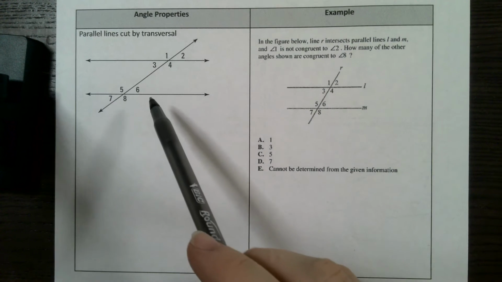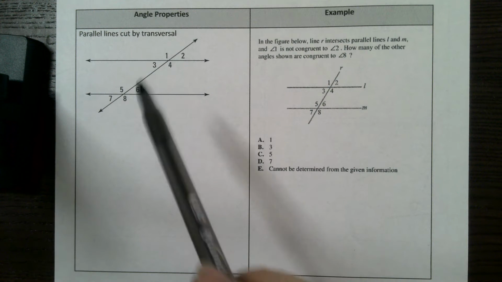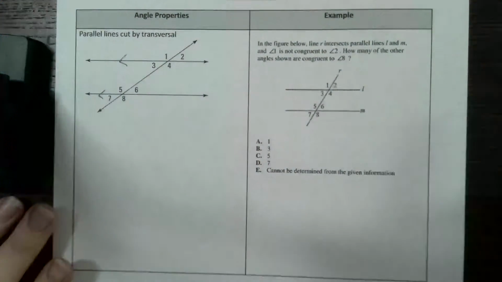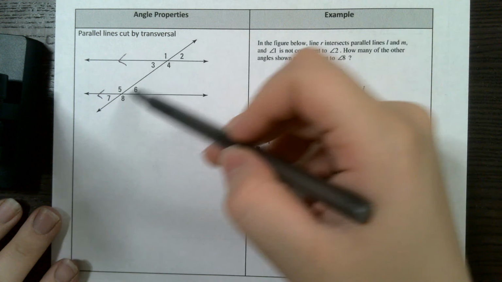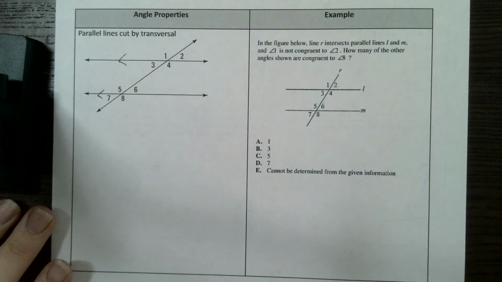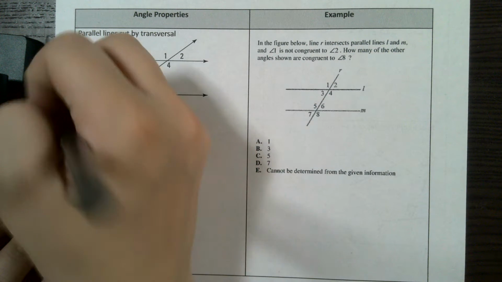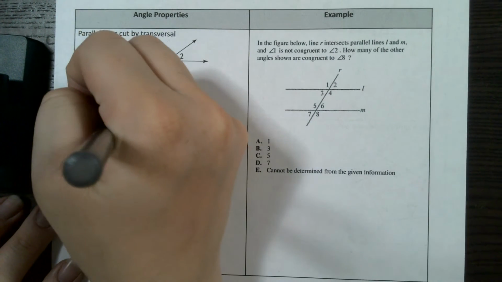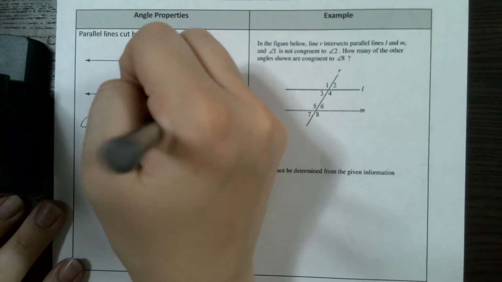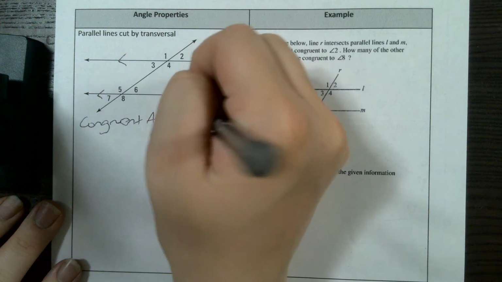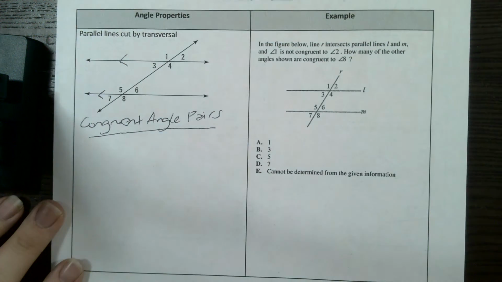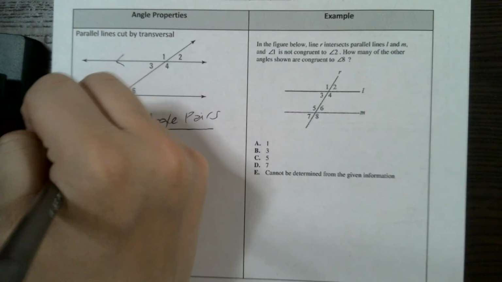So the first thing we're going to go over is parallel lines cut by a transversal. Here you can see we have a set of parallel lines. I'm going to mark them with the marks that mean that they're parallel, and this line crossing them is called a transversal line. So this results in a couple of different kinds of angles. The first four types of angles we're going to talk about are all congruent angle pairs. And the first one is called corresponding angles.